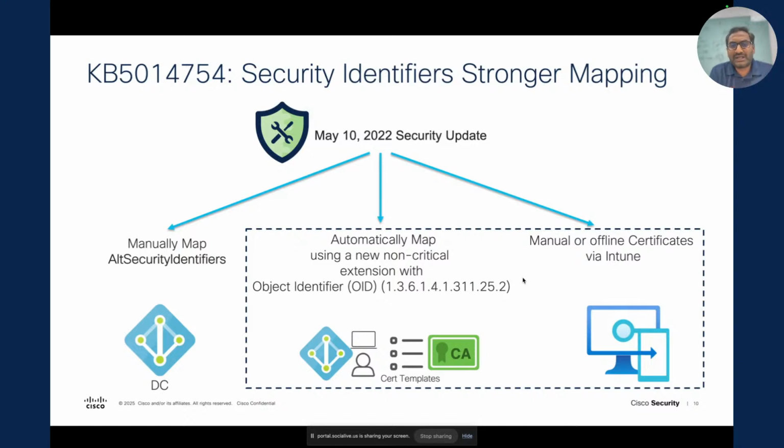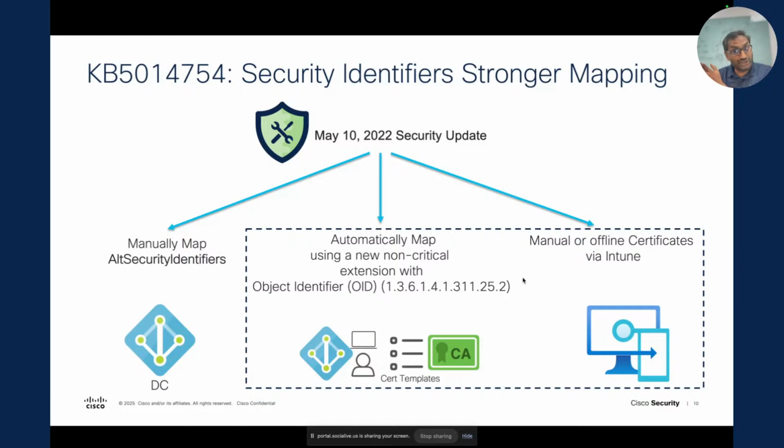How could we do it? You can manually map the alternative security identifiers in the AD, or, if you are issuing the certificates directly from on-prem ADCA services to the users and devices, you can imprint the security identifiers in the certificate template itself using the object ID.